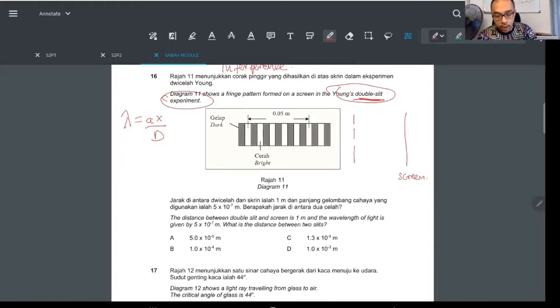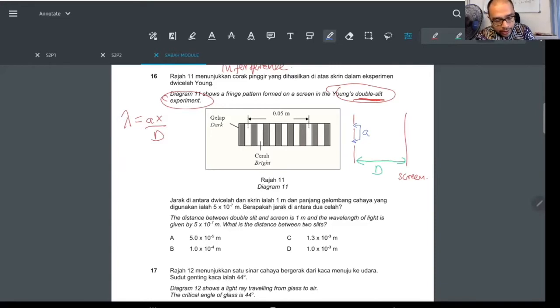Now the distance from the double slit to the screen is the letter D. The distance between the slits is A. The problem now is the X. So on the screen, you will get something like this.